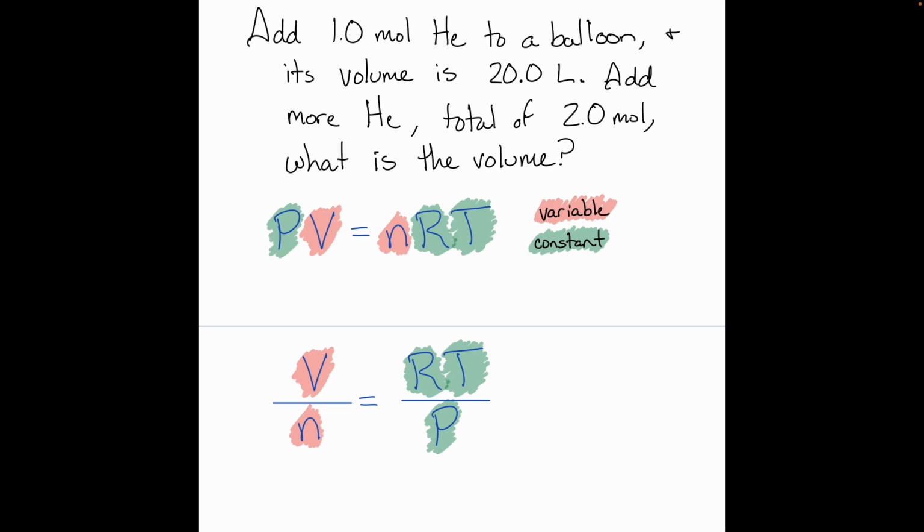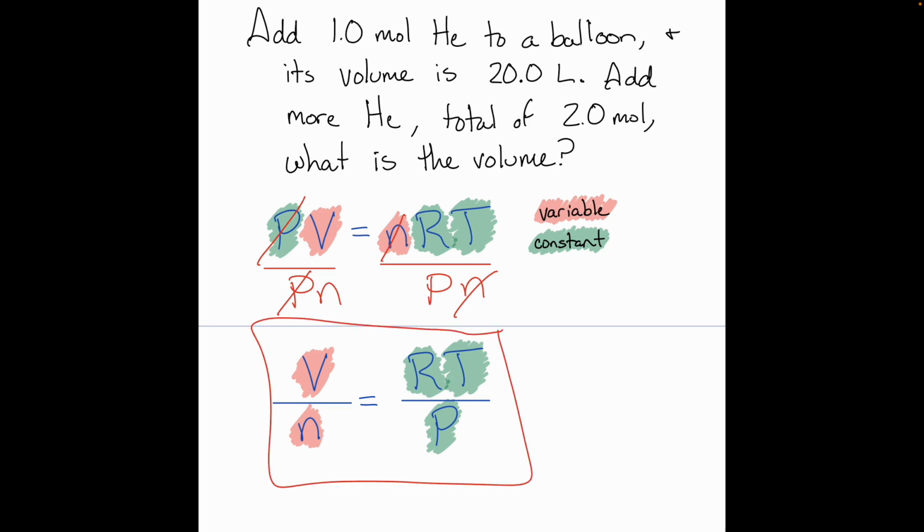All right, so in order to move my pressure away from my volume, I'm going to divide both sides by pressure. And then I need to get N on the other side, so I'm going to divide both sides by N. So that cancels pressure out on the left and N out on the right. And so what I'm left with is volume divided by number of moles equals RT over P.